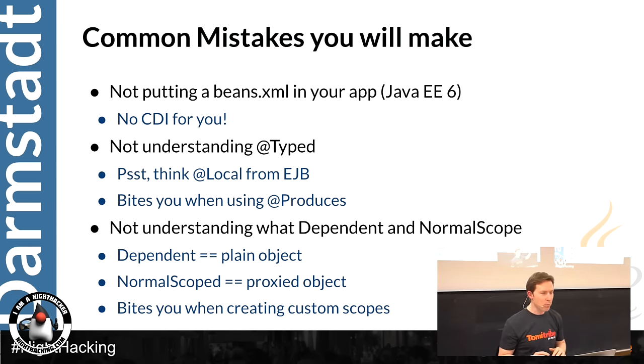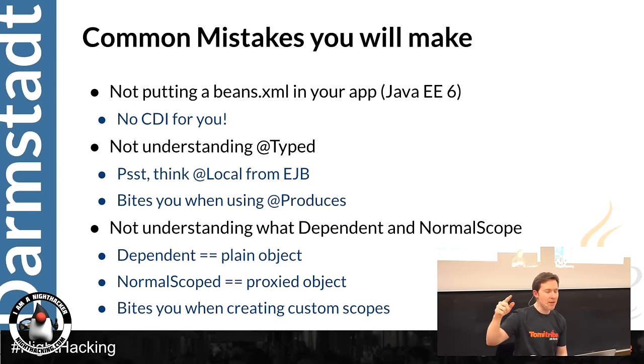So if any of this interests you, you must go straight there, or you will face all the horrible things that I encountered. Here's the list. If you're forgetting to put beans.xml in your app and you're on an EE6 server, no CDI for you. That's a requirement for CDI to be enabled in an EE6 server. In EE7, it's automatically enabled, but not in EE6. You must have a beans.xml.